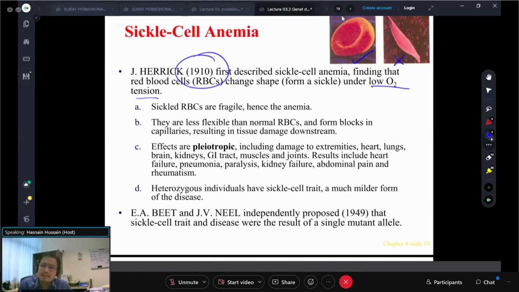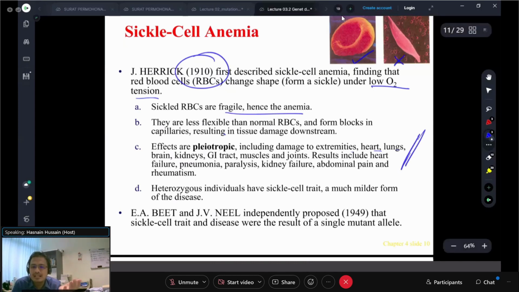So the red blood cell in the sickle form is fragile, hence the anemia. Less flexible than a normal red blood cell. And those suffering from this, the effects are pleiotropic. So many different symptoms, and not all are shown in the same individual. Pleiotropic, so different individuals show different characteristics.